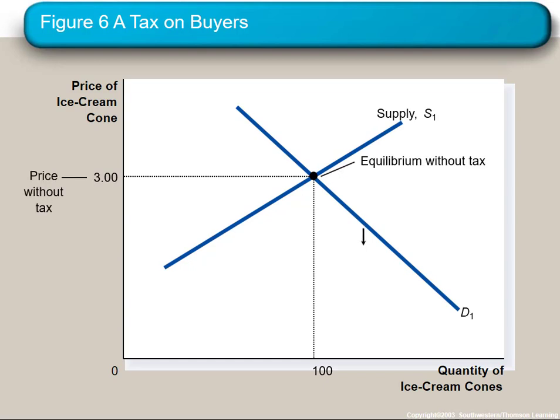And now let's introduce a tax. And the way that we're going to introduce the tax into our diagram initially is we're going to show the demand curve shifting downward by the amount of the tax. That's equivalent to a leftward shift or a reduction in demand caused by the tax. And then we're going to end up with this second demand curve, which we're going to call the effective demand curve.